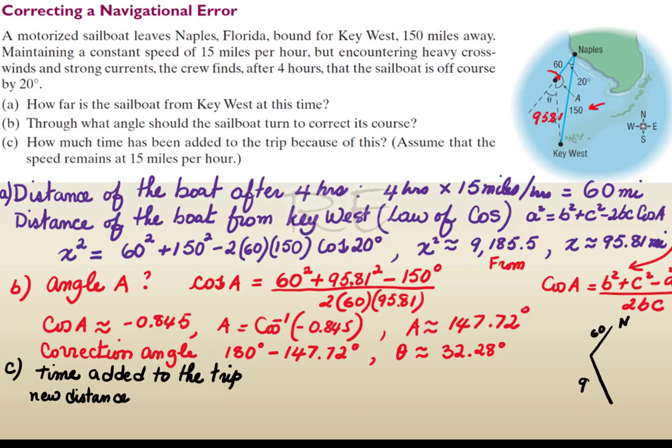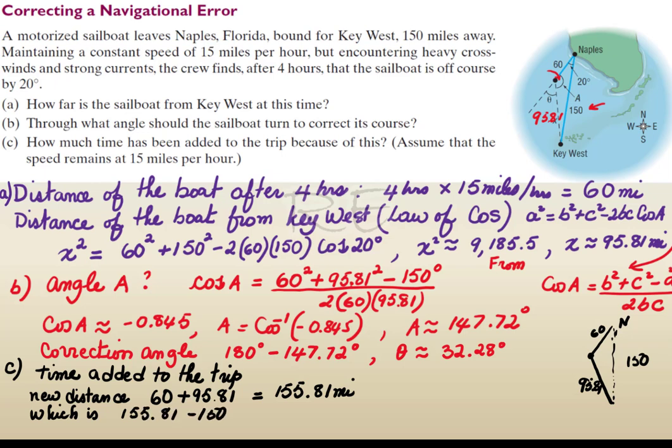First, the boat went 60 miles off course. Then after correction, the boat went 95.81 miles. So the trajectory of the boat is 60, the distance covered by the boat, 60 plus 95.81, which is 155.81 miles. And when we subtract the straight line distance, 150, 155.81 miles is approximately 5.81 miles more.